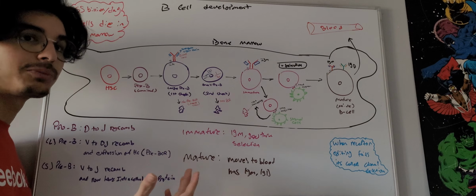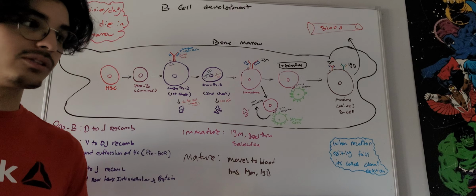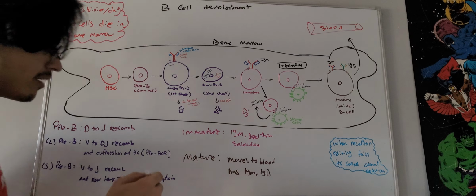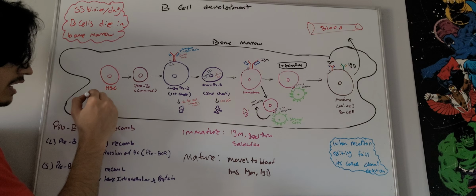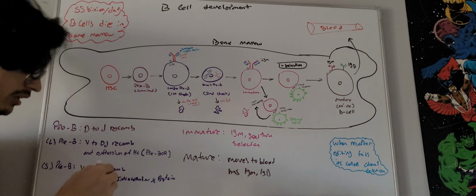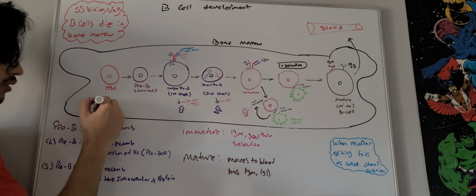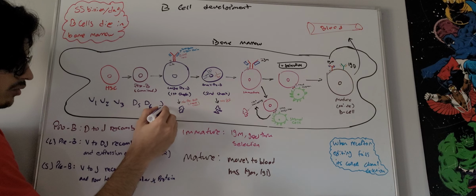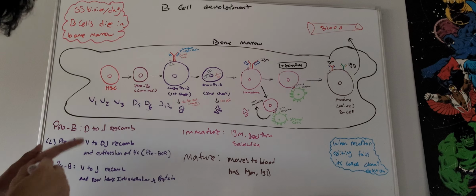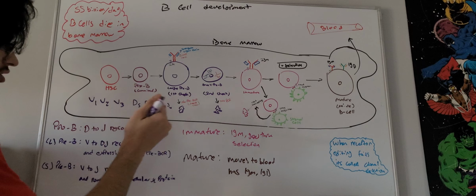The heavy chain has already been expressed, one, and two, you've already gotten rid of all of your D segments. So if you were to imagine here for a second, imagine I had a gene segment. I had V1, V2, V3, and then I had D5, D6, and I had J1, J4. What do we do normally? Normally, when we're making the heavy chain, we do D to J first. So we do D to J.